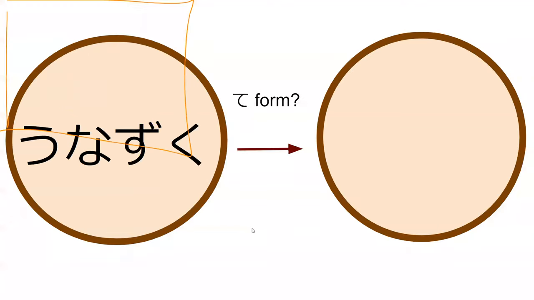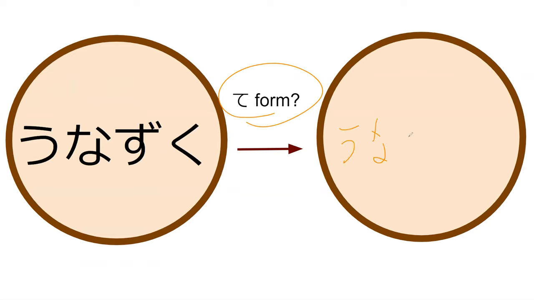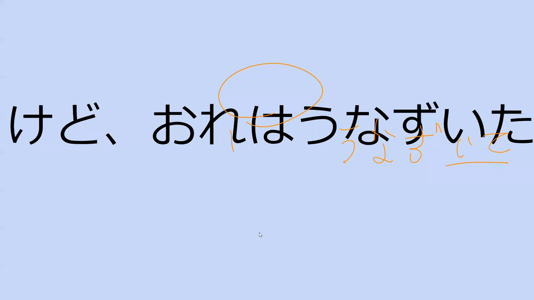So yojin is precaution, and bo is stick. What does yojin mean? Precaution. Nice. What does unazuku mean? To nod. Yeah, and what's it in te form? Unazuite. Yeah, ite. Nice, unazuite. Perfect.